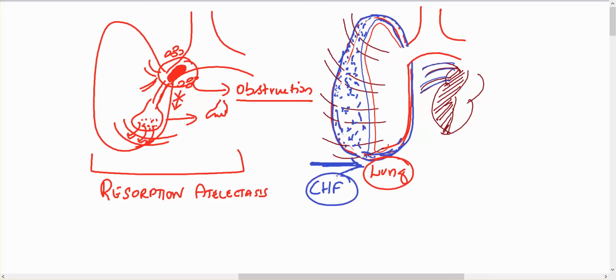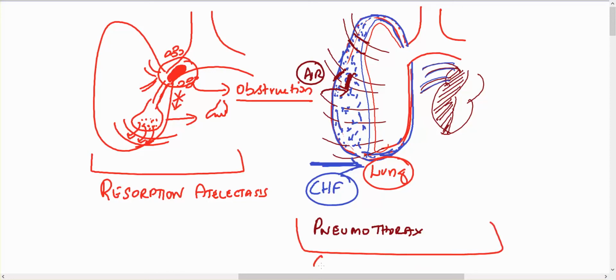Another condition: I told you there is a rib cage, right? If the person has an accident and the rib cage is fractured, then air from outside can immediately enter the pleura and compress the lung. That is a condition called pneumothorax. This is a kind of atelectasis we call compression atelectasis.